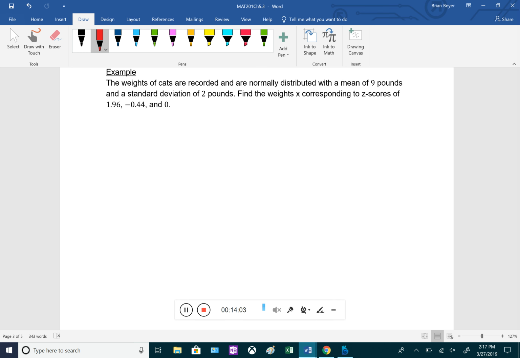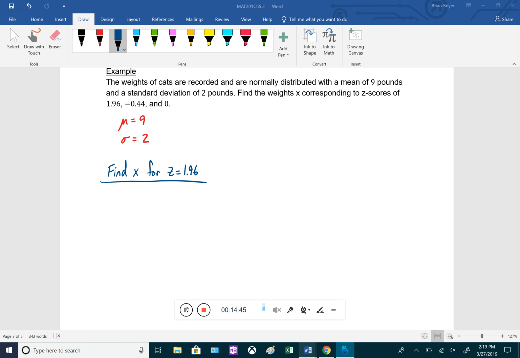Let's start off with an easier example where it's not that whole thing just yet. Let's say the weights of cats are recorded and we know that they're normally distributed. We have a mean of 9 pounds and a standard deviation of 2 pounds. So we know that mu equals 9 and sigma equals 2. We want to find the weights. Weights are the data entries, which are x values here, corresponding to the z-scores of 1.96, negative 0.44, and 0. Let's find the x value, the weight, that corresponds to the z-score of 1.96 first.